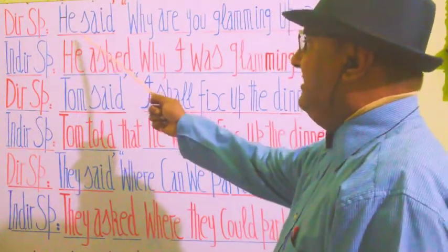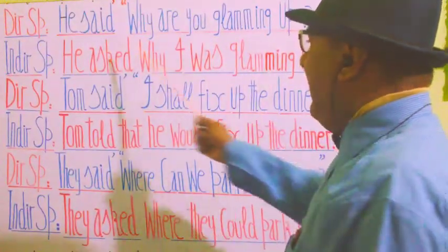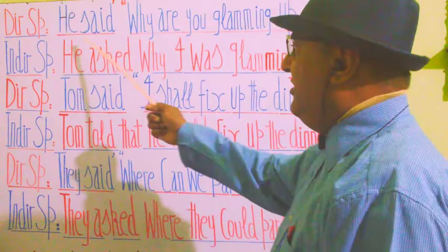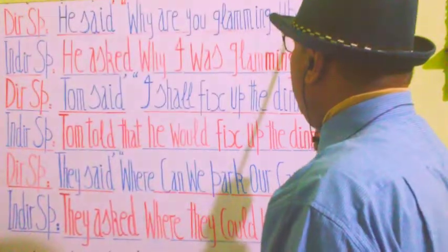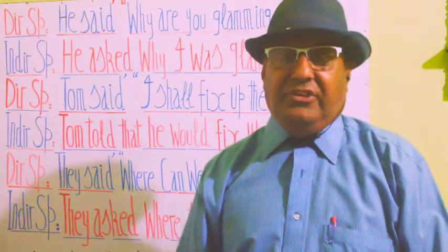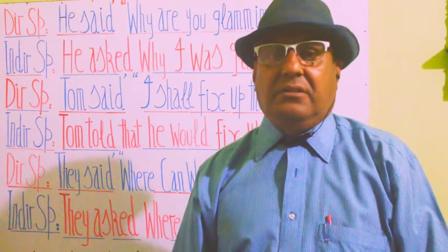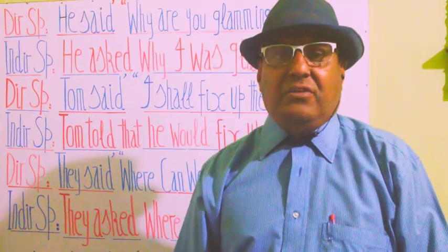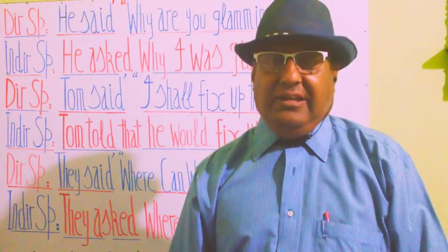The first phrase you see here is in direct speech. It says, he said, inverted commas, "Why are you glamming up?" Commas close, interrogative sign. This is a question, this is a query. This conversation is in direct speech, and it says, he said, "Why are you glamming up?"